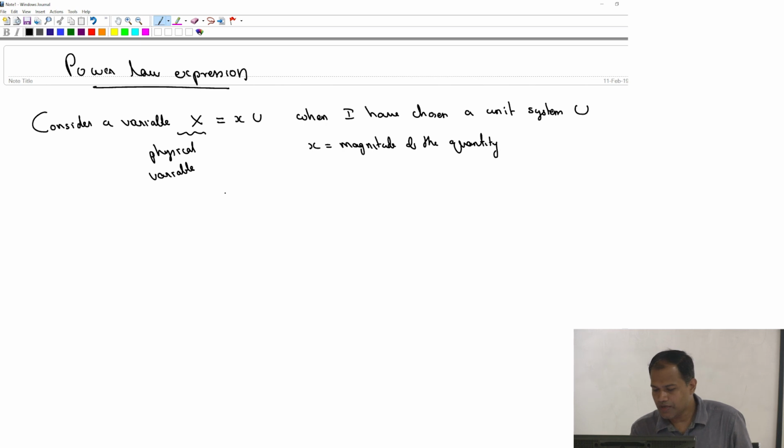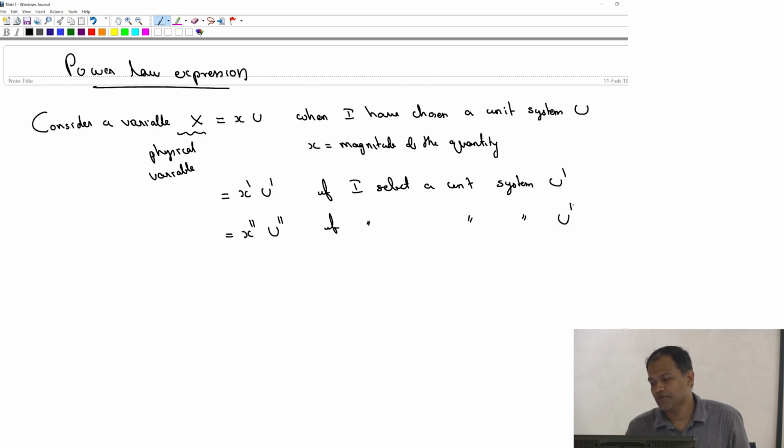Or I could write this as x prime u prime if I select a unit system u prime, or x double prime u double prime if I select a unit system u double prime. So what I am saying, maybe I will take my SI system or CGS system or MKS system. I could always write it, right? So for example, if it's length, I can write it as 1 meter, 100 centimeter, anything that I like. So that's what I have written now.